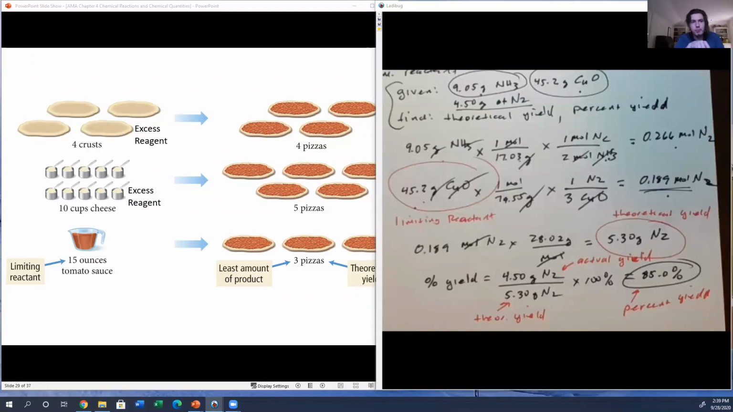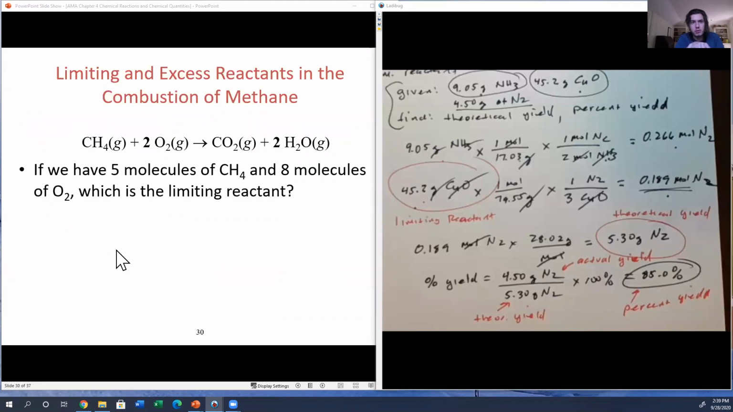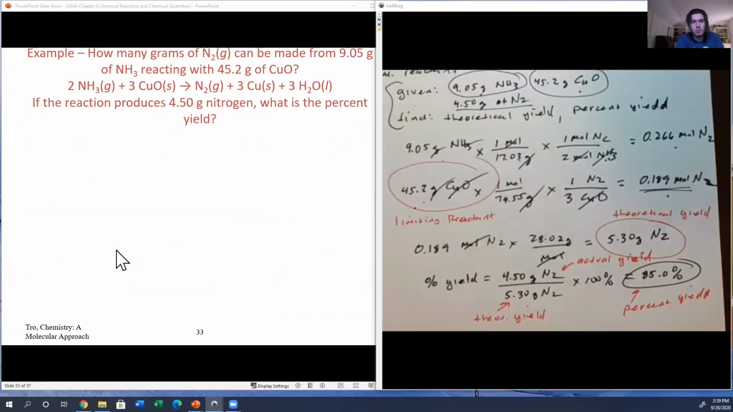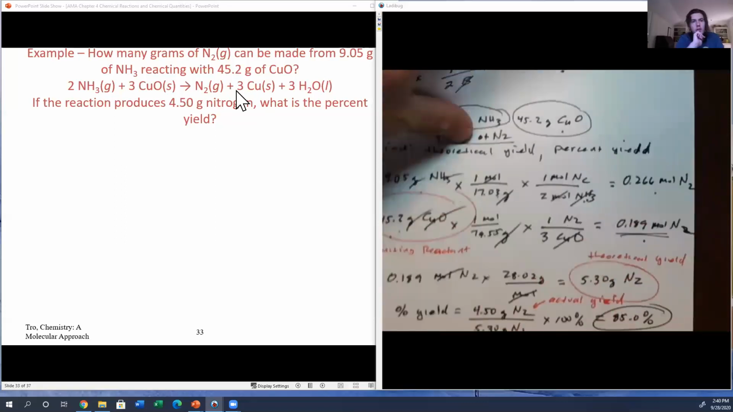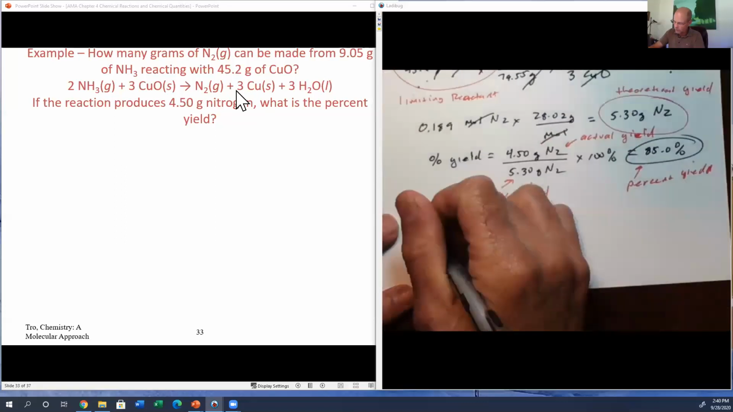But wasn't the other product that was not given water in the last problem? Correct. So couldn't you have compared it to that instead? Sure, you could have. Very good question. Whatever is the limiting reactant for any product is the limiting reactant for all products. That makes sense? Let me write that down so you get that in your notes.